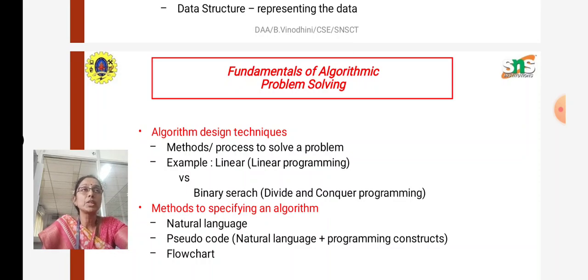Next is the specification of an algorithm. We have different methods for specifying an algorithm. There are three methods for specifying any algorithm: one is natural language, another is pseudocode format, and another is a flowchart.